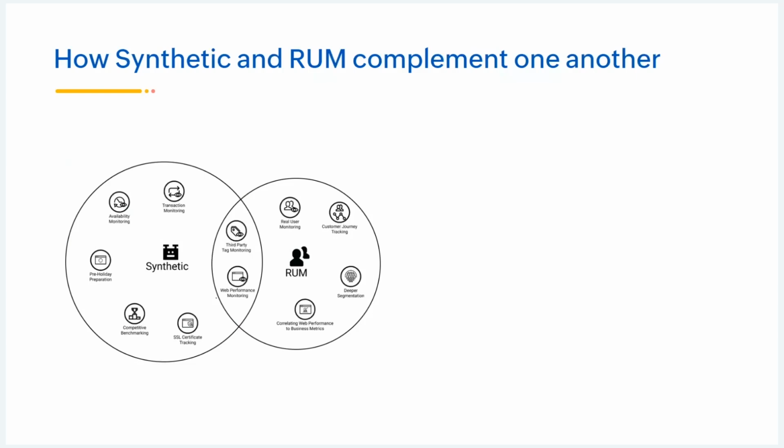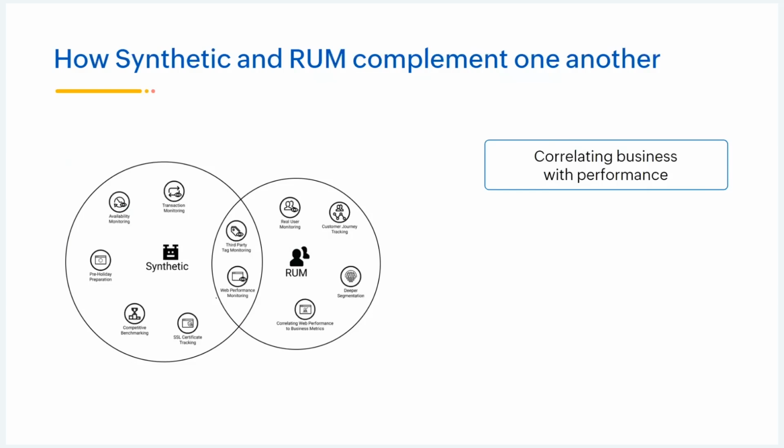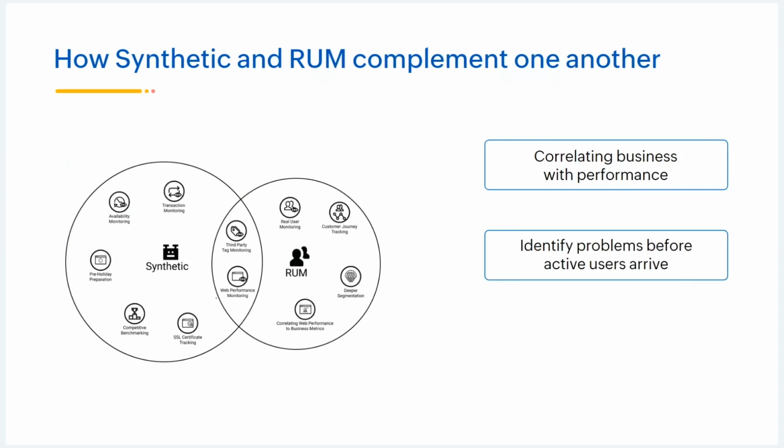First, let's talk about correlating business with performance. Synthetic monitoring offers performance data that helps identify issues like slow page load times and network bottlenecks. However, to understand how web performance affects business revenue, you need more than just synthetic performance metrics. Real user monitoring provides crucial insights into actual business metrics such as conversion rates, which can be correlated with the ongoing performance data collected from synthetic testing. This correlation helps in assessing how performance impacts revenue.